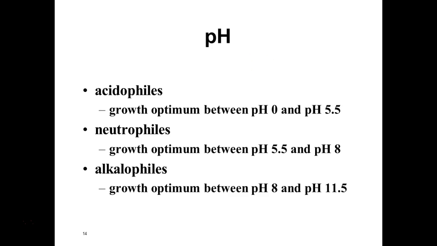Organisms that are classified as acidophiles can usually maintain their optimum growth conditions between 0 pH and 5.5. So acidic, right? Low pH is acidic. Neutrophiles are going to stay around neutrality. So they can handle about 5.5 in the acidic range and up to about 8 in the alkaline range. Alkalinophiles can handle about 8 to 11.5 on the pH scale.